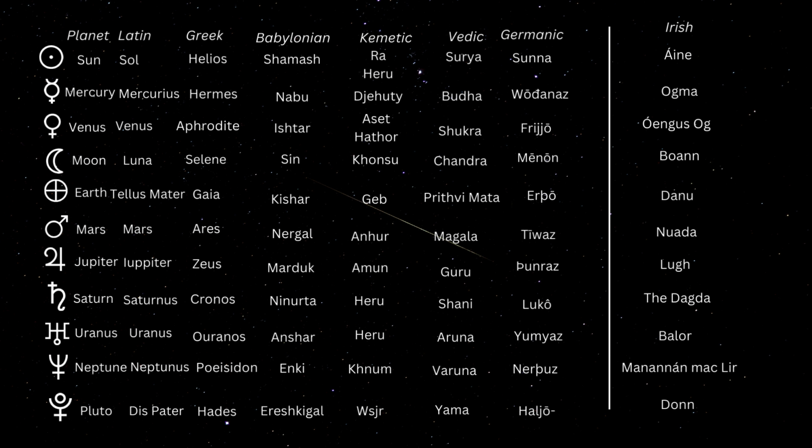Luco or Loki for Saturn. Yumyaz or Ymir for Uranus. Neptune would be Nerthus. And Pluto would be Halio or Hel.